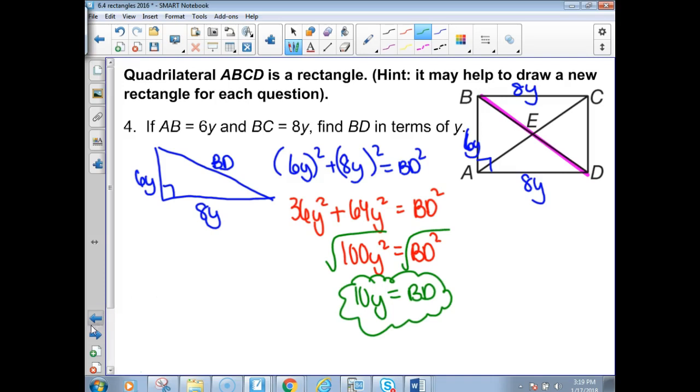I probably am not going to put that on a quiz or something unless it was like a bonus question, but it's not that it's not doable. We've done Pythagorean theorem.